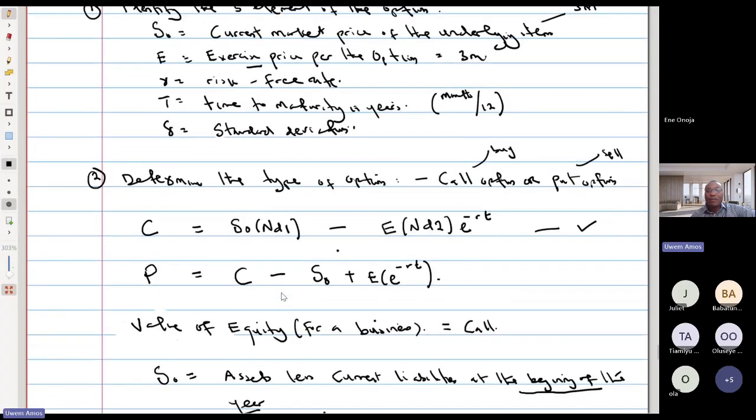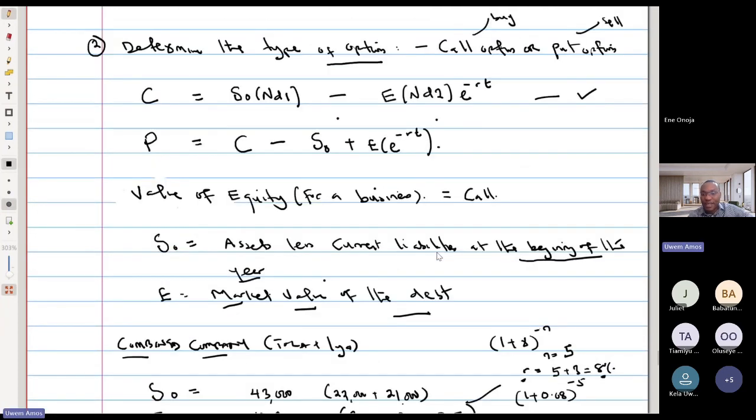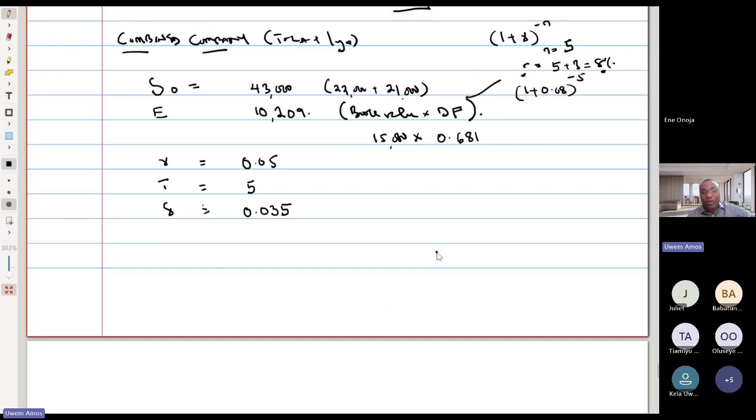The next thing is to determine the type of option. Sorry, sir. Okay, please go ahead. Yeah, our standard deviation is 35%. I think it should be 0.35, not 0.035. Okay, let me have another look at that. 35%. What did I write? Oh, yeah, 0.35. Thank you for that. So that's 0.35. Very true.